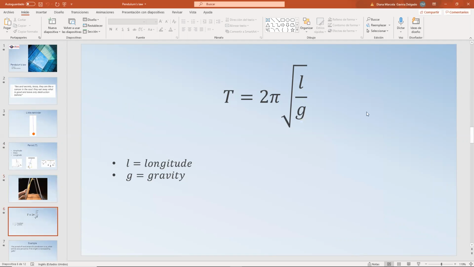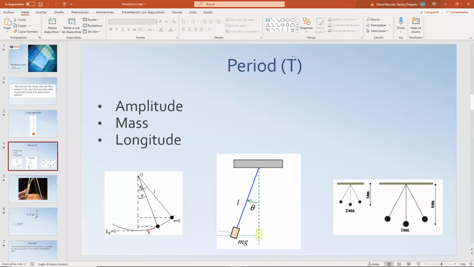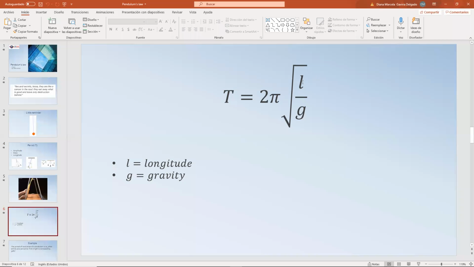And this is the pendulum's law. This is the pendulum's law. We are going to work with this pendulum's law. T is going to be, again, the period, because we are studying what happens with the period if we change this. And L is going to be the length of the rope. And g is for the gravity of the Earth, or the Moon, or Saturn, or whatever you want.